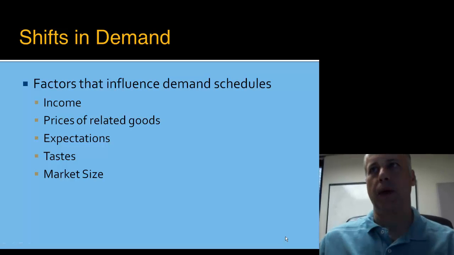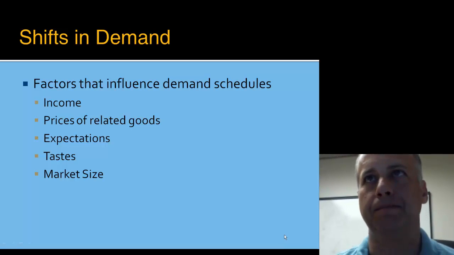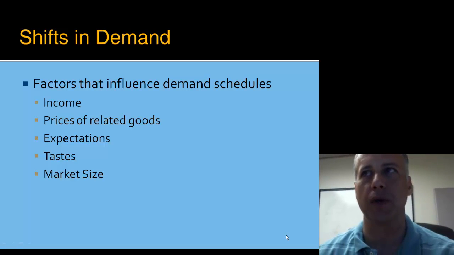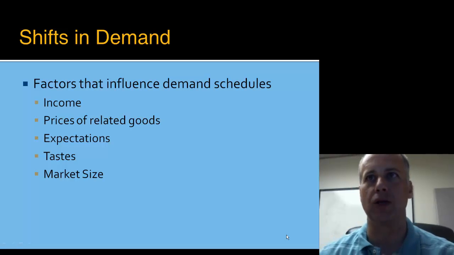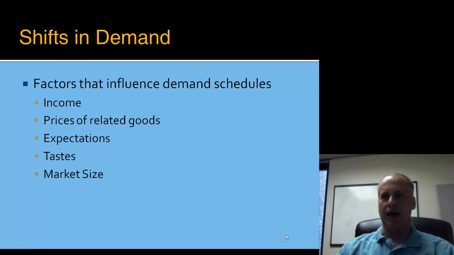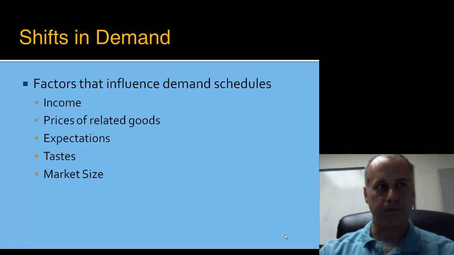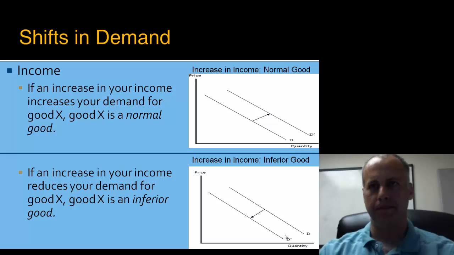Here we are continuing our lecture on demand. We can group the kinds of things that cause shifts in the demand curve into 5 categories. The first one is the income of consumers. The second one is prices of related goods. The third factor is expectations. The fourth factor is tastes and preferences. And the fifth factor is the size of the market. We'll look at these one by one.